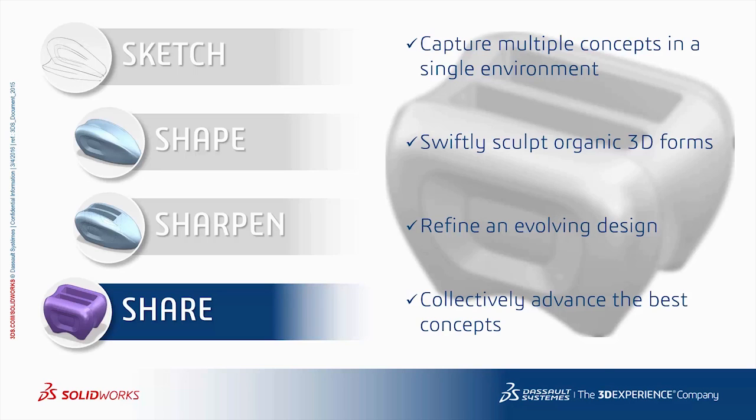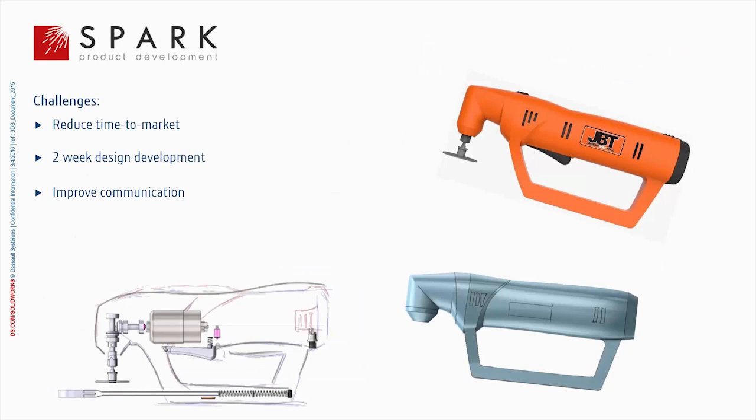If we now go back and review what happened to our friends at Spark Product Development and the 3 challenges that they posed to us before they started getting into SolidWorks Industrial Design, here's what the final results were. They were able to reduce their time to market by 10 to 20%. They took that 2-week design development time down to 2 days, and that again is because of the speed at which you can create these shapes and these sketches all in the same environment.